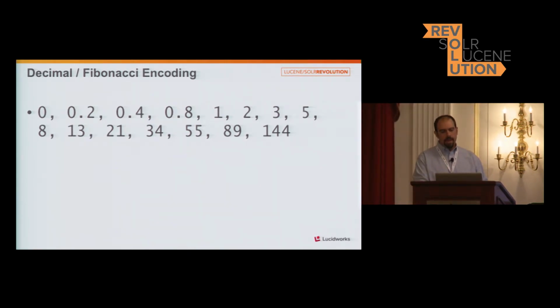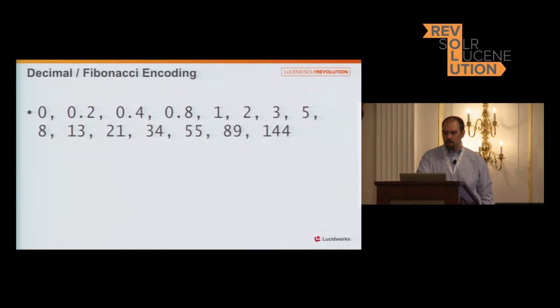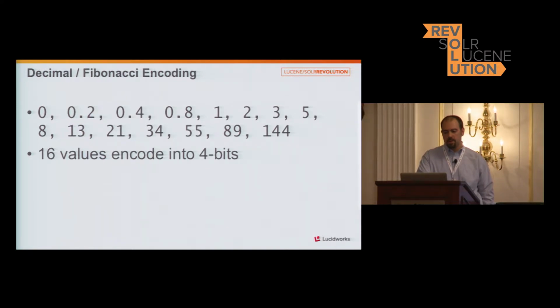0.2, 0.4, 0.8, and then I start counting up the Fibonacci sequence. 1, 2, 3, 5, 8, 13, 21, 34, 55, 89, and 144. So if you counted all those, that's just 16 different values which will encode very nicely into just 4 bits.